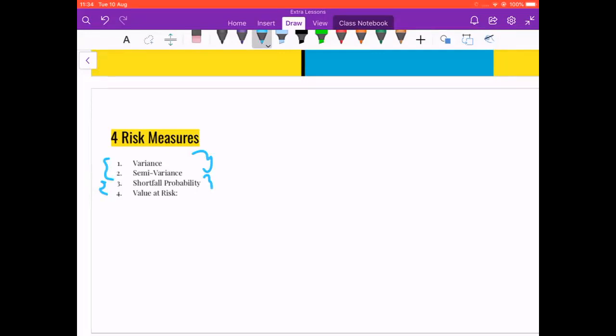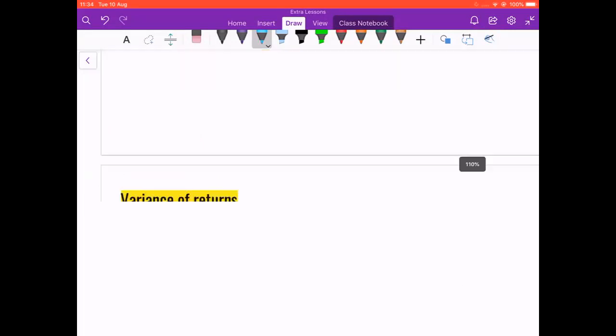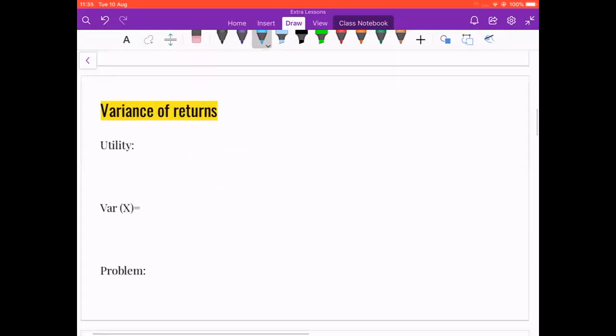And then this one is also not that difficult, but I have to go through them again, because everyone has their own different need on the subject. So anyway, the first risk measure we are going to learn about is variance of return, right?